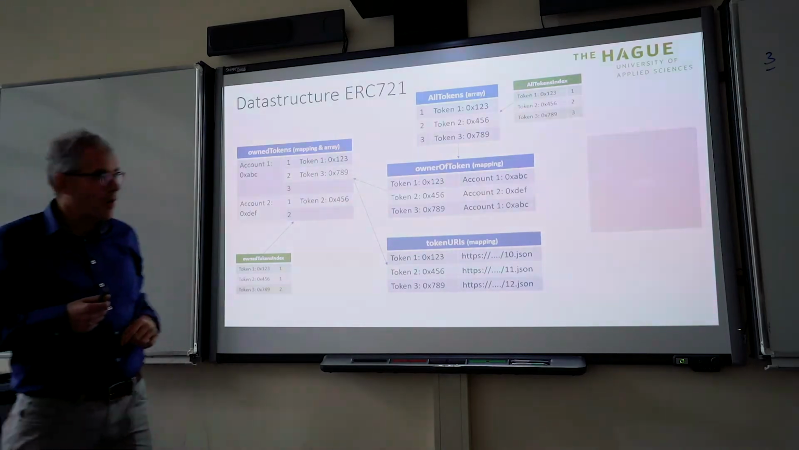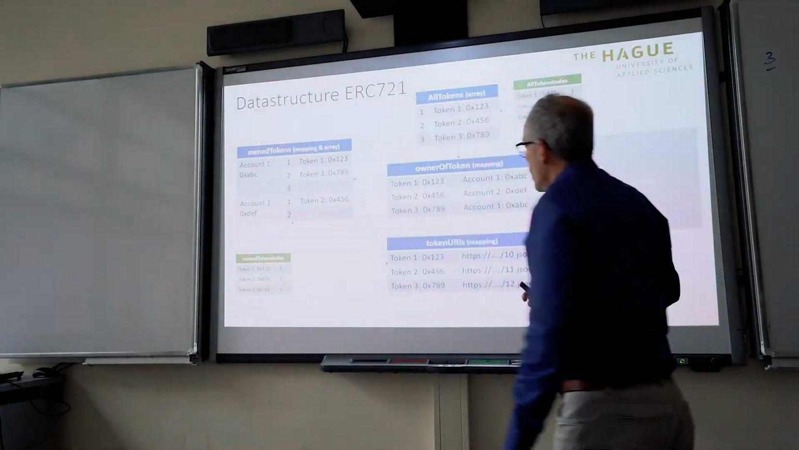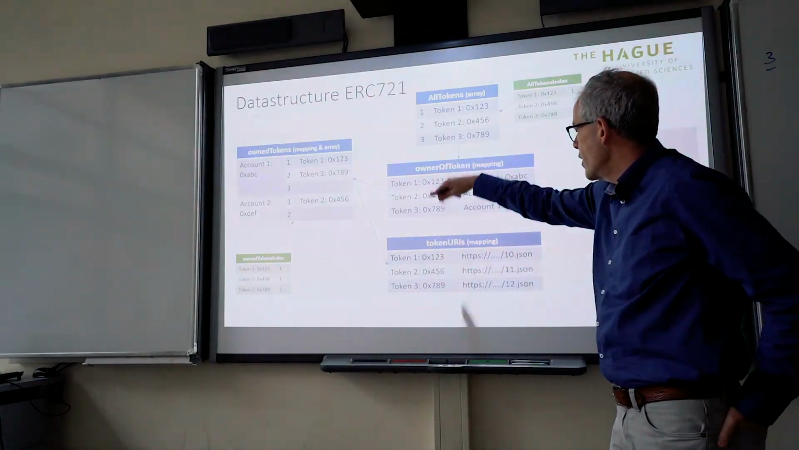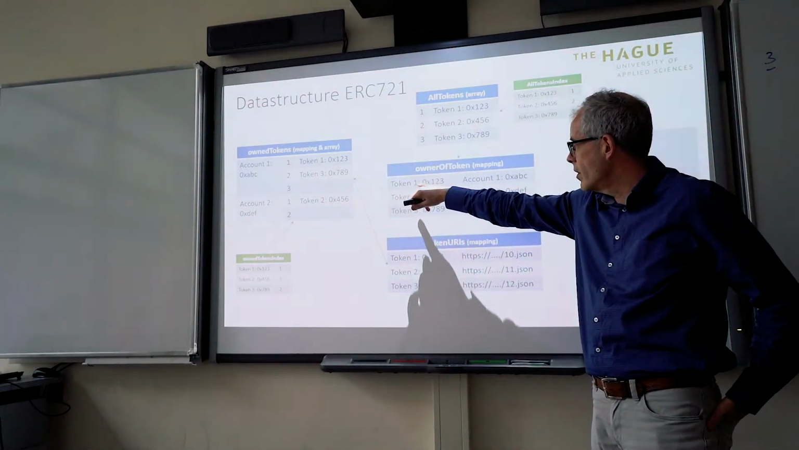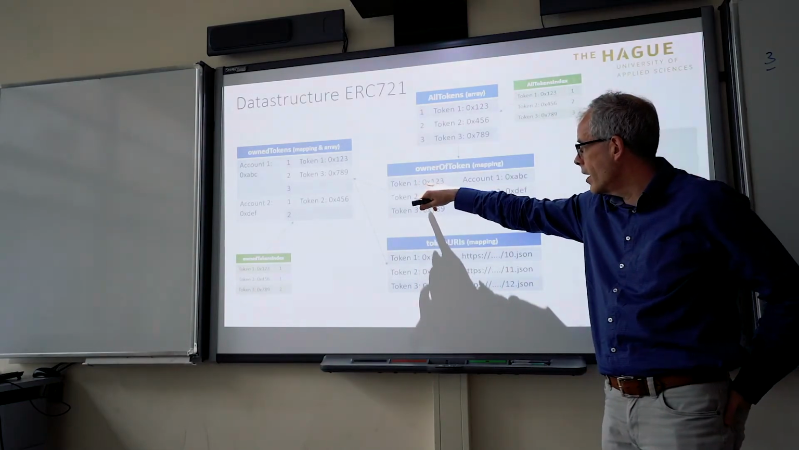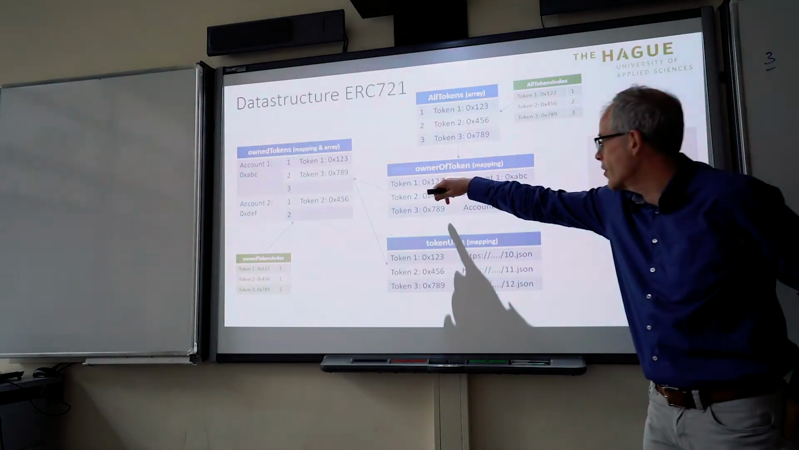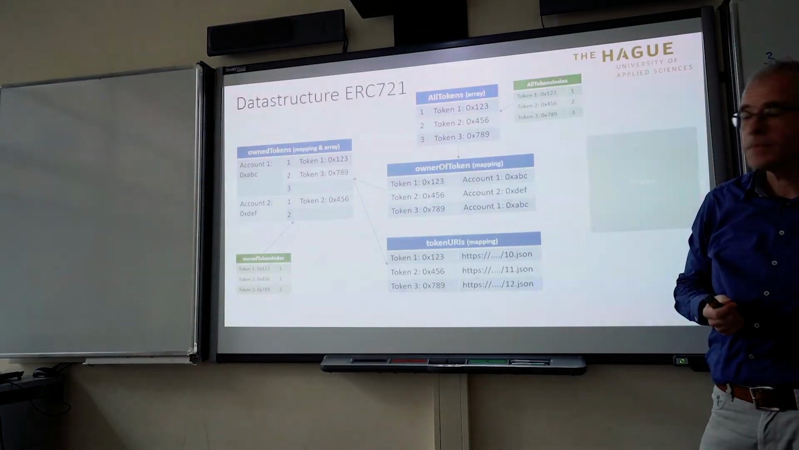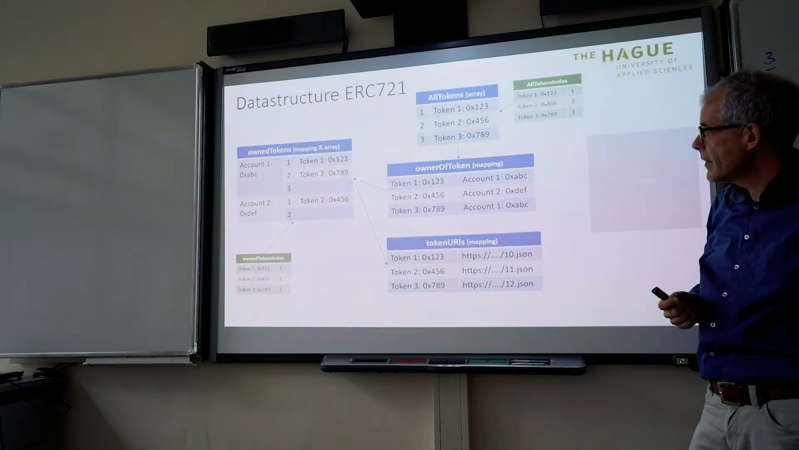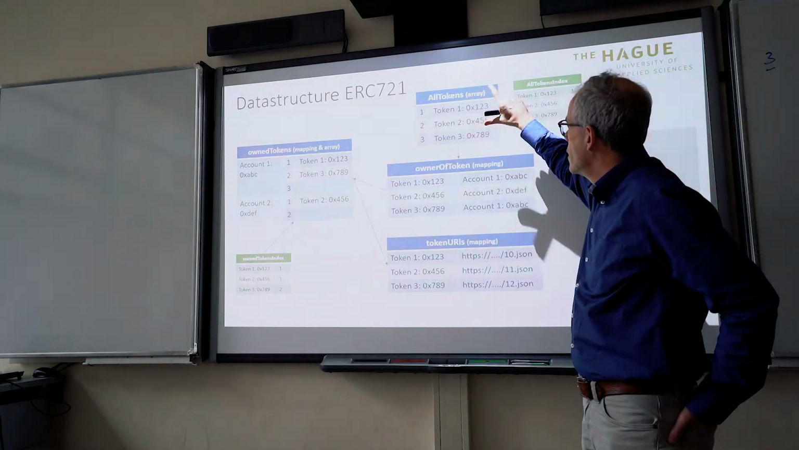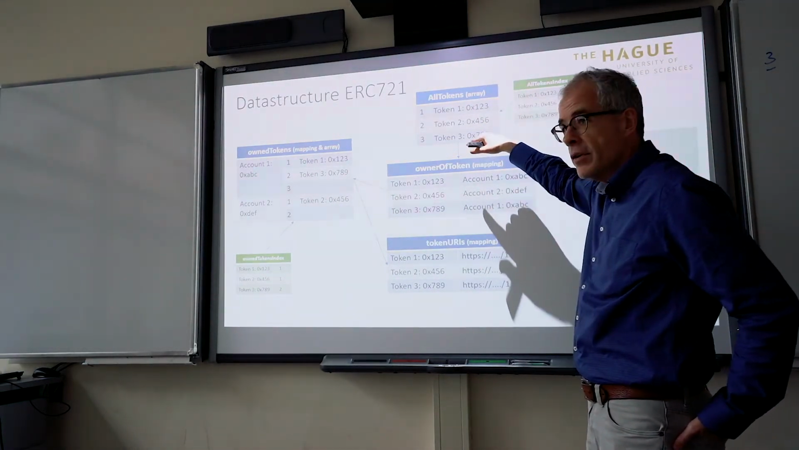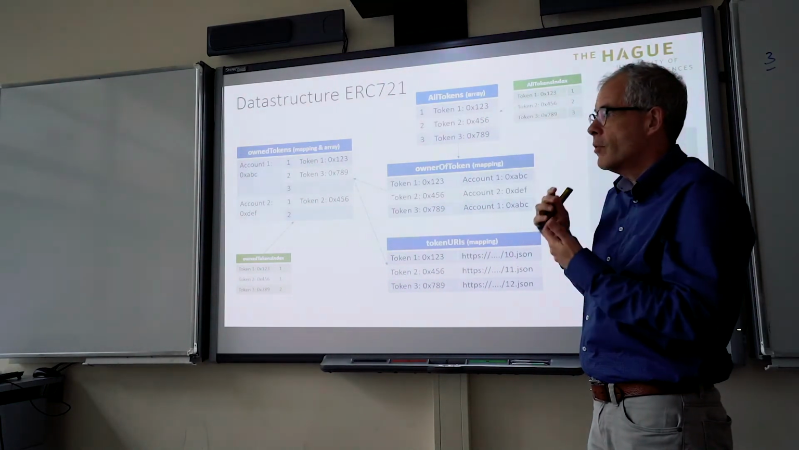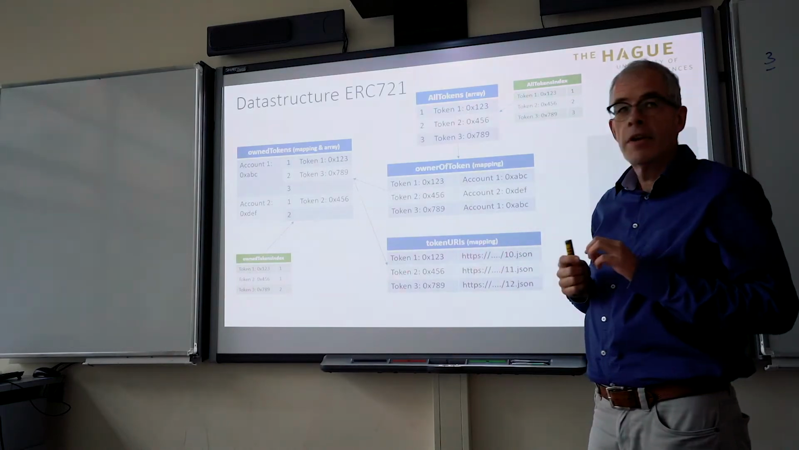You can also start from the other side. For example, if you know the token number, you can use this array and look up which account this token number belongs to. And they also have used a complete array of all tokens. So that's what you want to use if you want to get a list of all the tokens.